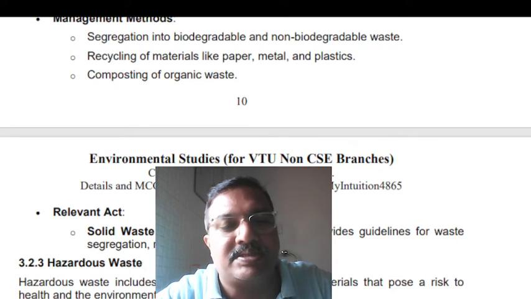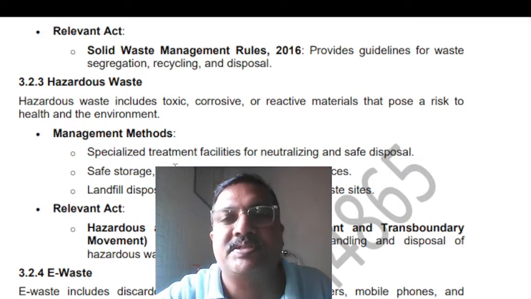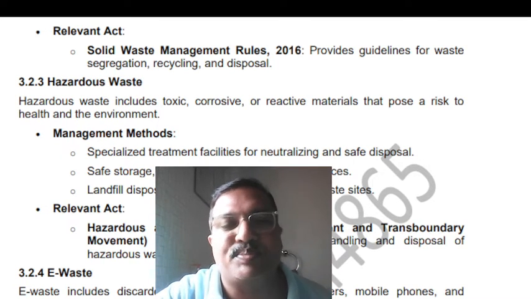The relevant law was in 2016, which provided guidelines for the waste segregation, recycling and disposal.